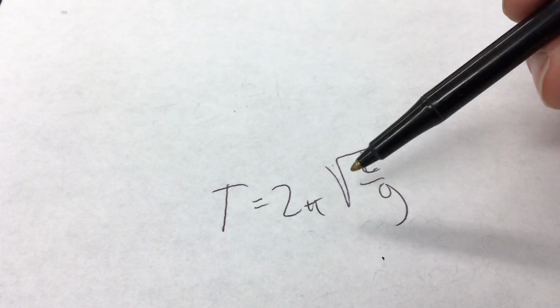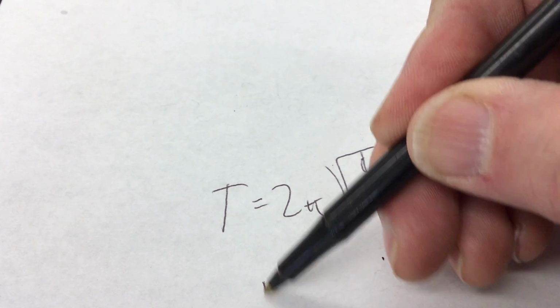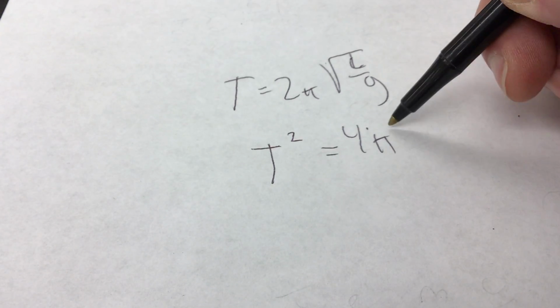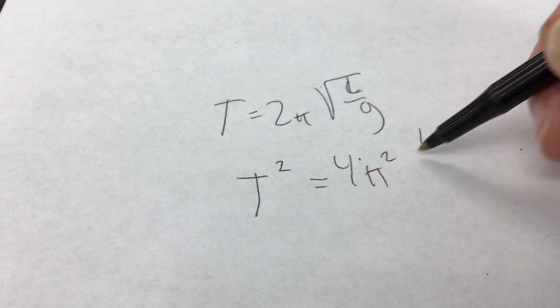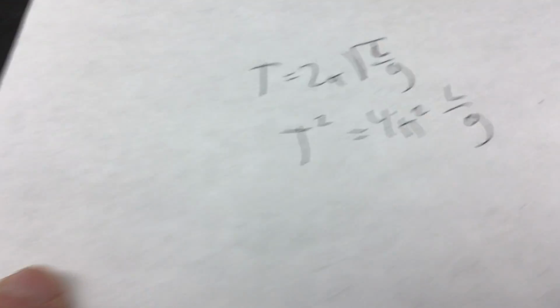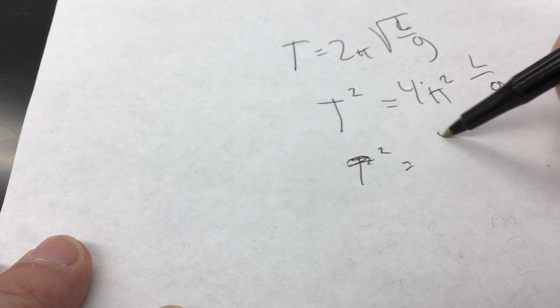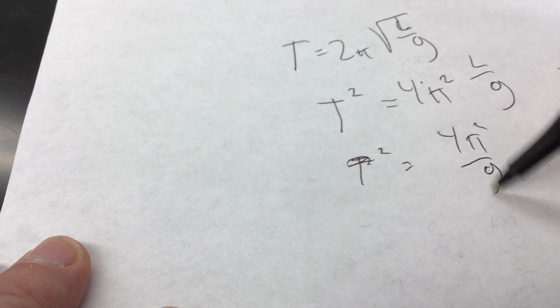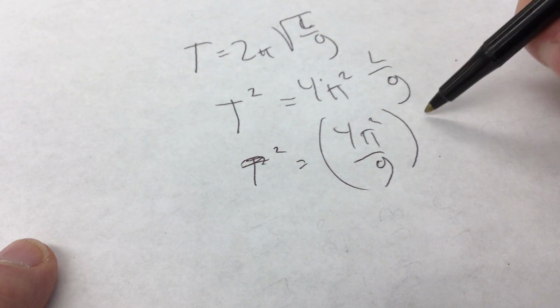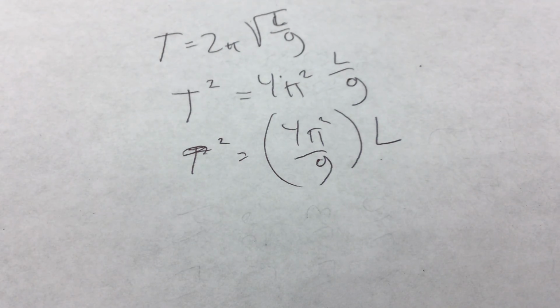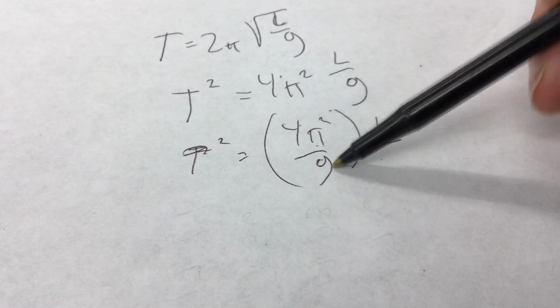So to get rid of the square root sign, since we want to plot T versus L, first we square the T, so we get 4 pi squared, and the square root sign goes away, then we have L over g. So I'm going to rewrite that. T squared is equal to 4 pi squared over g times L. So that is an equation of a line with 0 intercept. The slope is 4 pi squared over g.